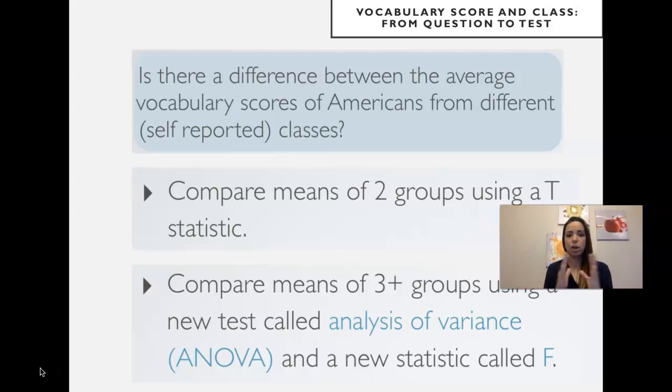So we're working with an example to answer this particular question. Is there a difference between the average vocabulary scores of Americans from different self-reported social classes? And our data set has the scores as a response variable and the classes as explanatory variables, which have 4 levels: the lower class, the working class, the middle class, and the upper class. So we're trying to solve this problem.